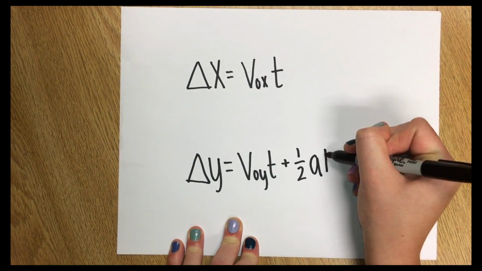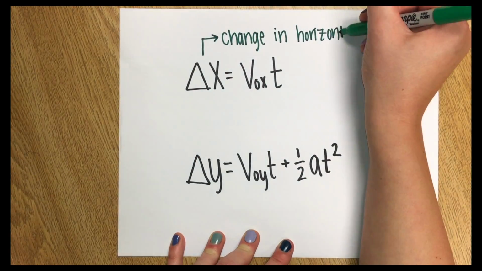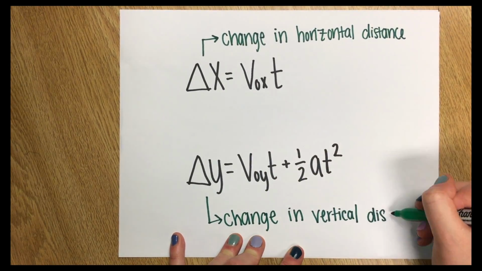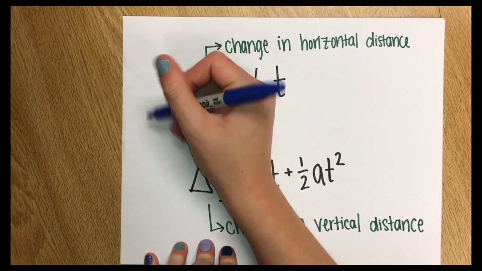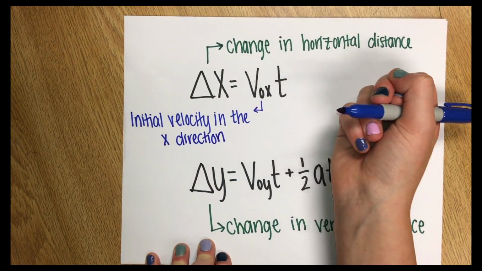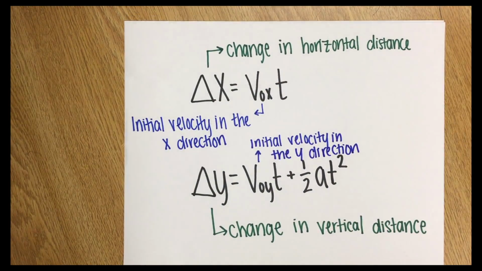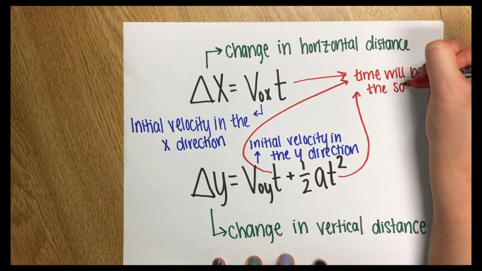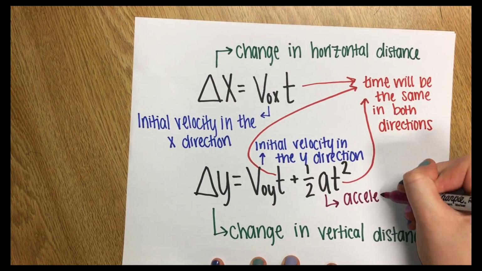These are the equations that we will be using in order to calculate the distance Mater should have flown. Delta x equals v naught x times t, and delta y equals v naught y times t plus 1/2 at squared. These are what the variables all mean.